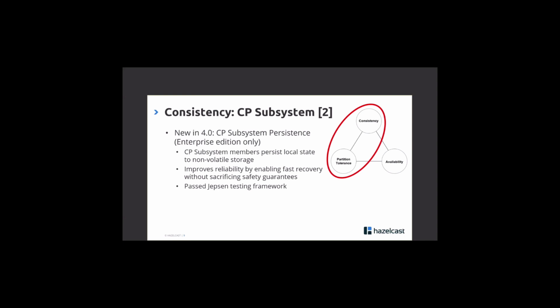And now let's talk about another new component in the CP subsystem, which is persistence. And this is in the Enterprise Edition only. This is a mechanism that allows you to persist the local state of your CP subsystem nodes to non-volatile storage, so to an SSD or even to Octane if you'd like. And this is about improving the reliability of your entire system by persisting that data so that you can have fast recovery without sacrificing any safety guarantees.